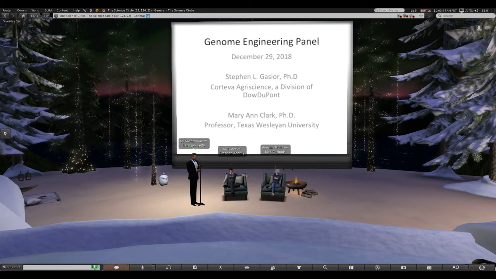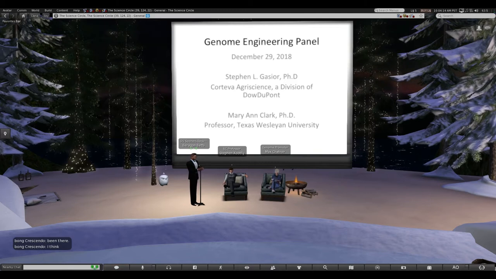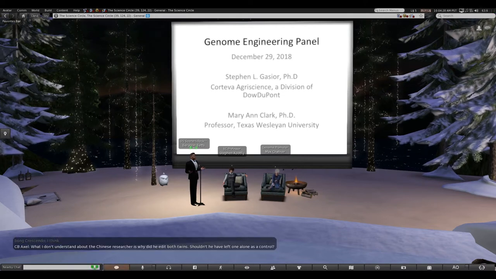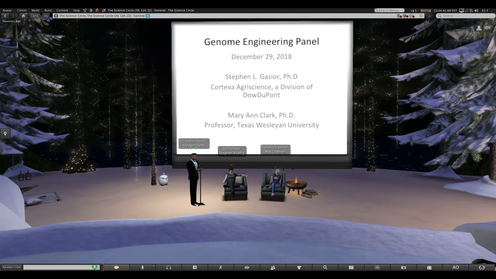With us today is Marianne Clark, professor of biology at Texas Wesleyan University. She developed Genome Island in Second Life for online students in genetics, and recent students have also participated in her RNA folding project sponsored by Carnegie Mellon and Stanford Universities. Also with us is Stephen Gasior. Stephen is Senior Research Associate at DowDuPont, who has studied biology at Tulane and University of Chicago. Stephen also has experience with education in virtual worlds at Virtual Islands for Better Education. And also, Stephen and Mary, please feel free to add to or amend any of your bio if I got anything wrong there. So let's get started.